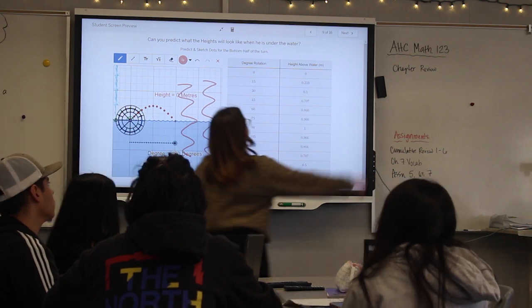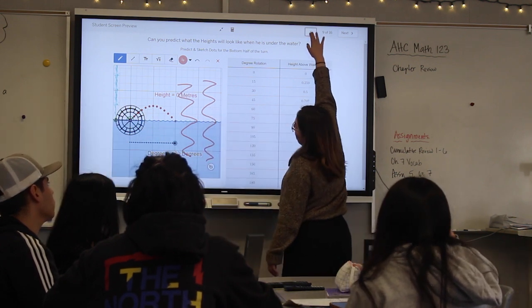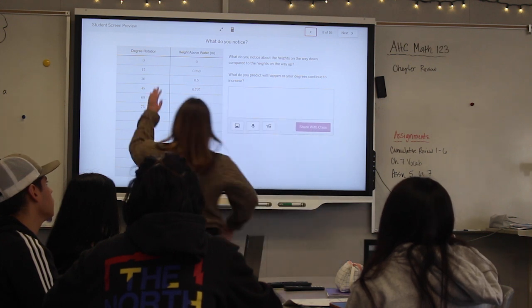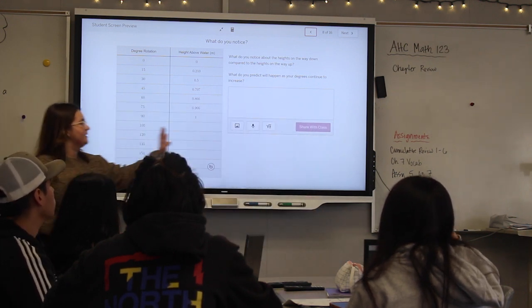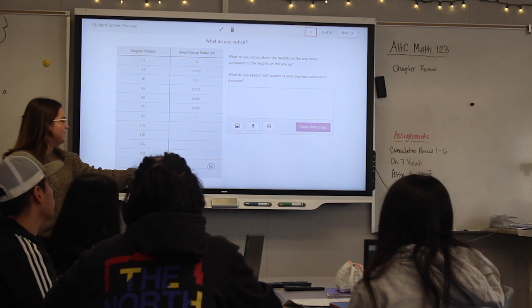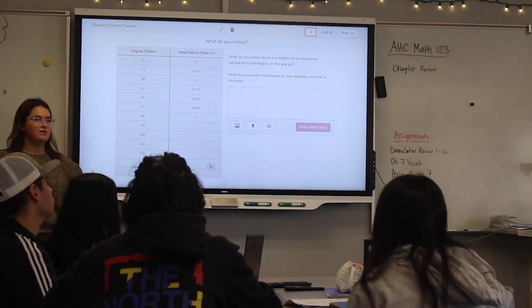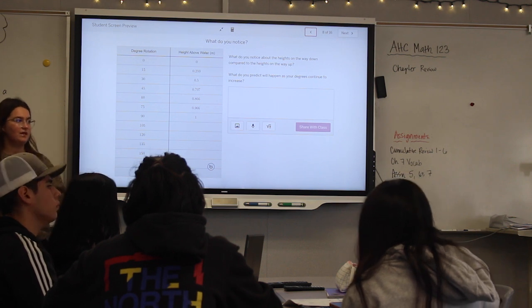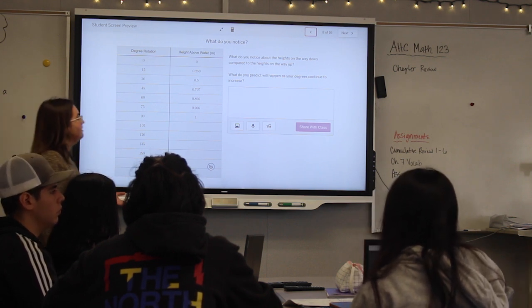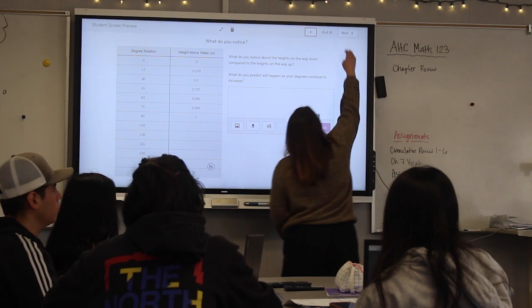And then just for slide 8, there has been some confusion. Once you fill out this table, it's asking what do you predict will happen to your degrees. It's asking after 180 degrees. So if you keep going past 180 degrees, what do you think his height is going to look like? So that's just some clarification.